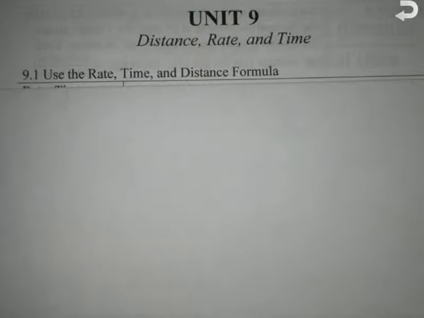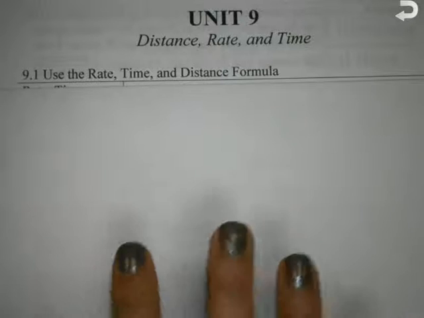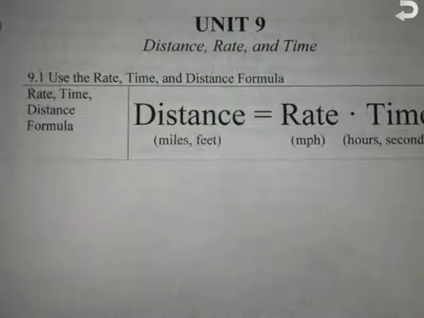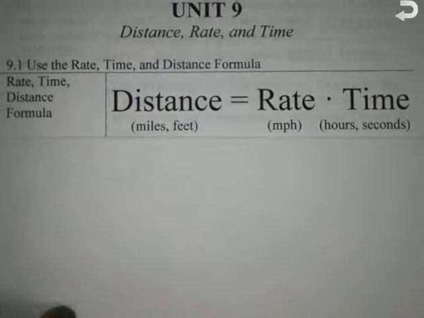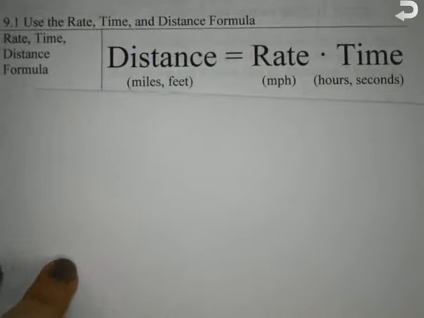9.1, or actually all of Unit 9, is working with distance, rate, and time. In 9.1, we're just going to review the distance, rate, time formula and do some word problems having to do with distance, rate, and time. So, do you guys remember the distance, rate, time formula? No. From science. Okay, distance, rate, and time.